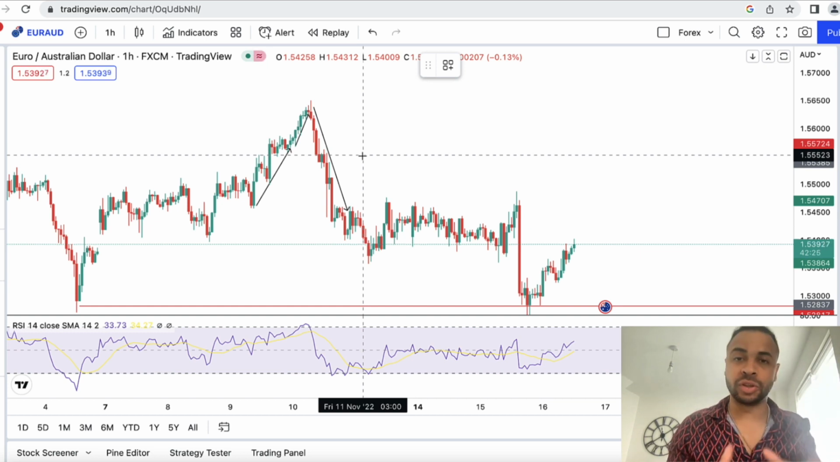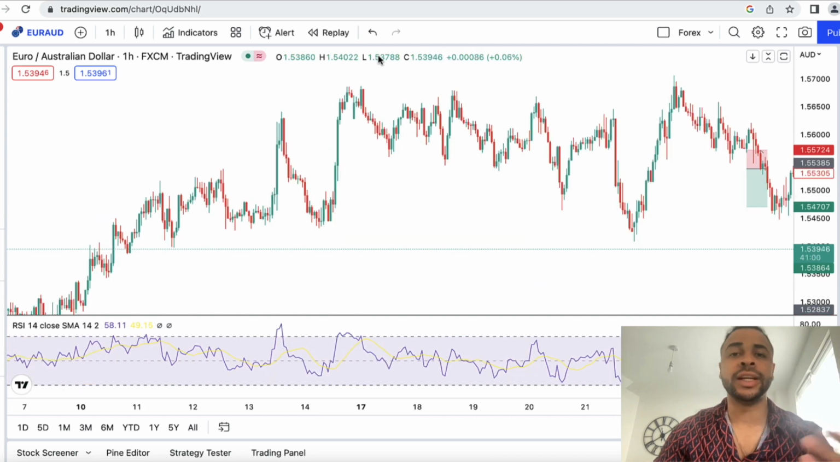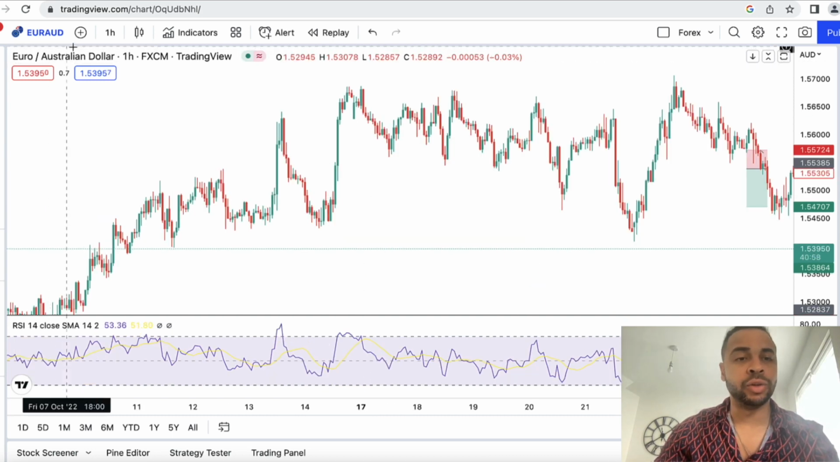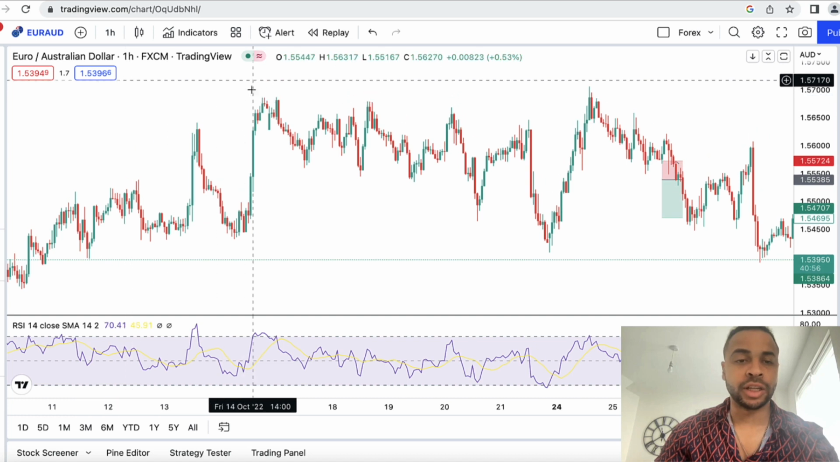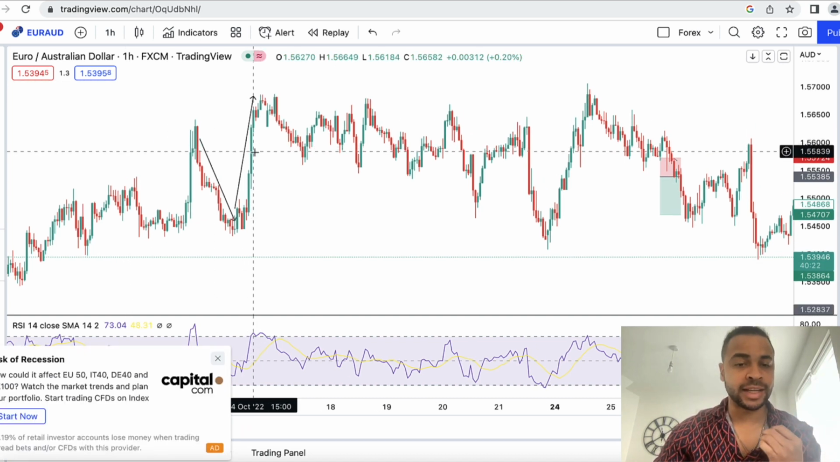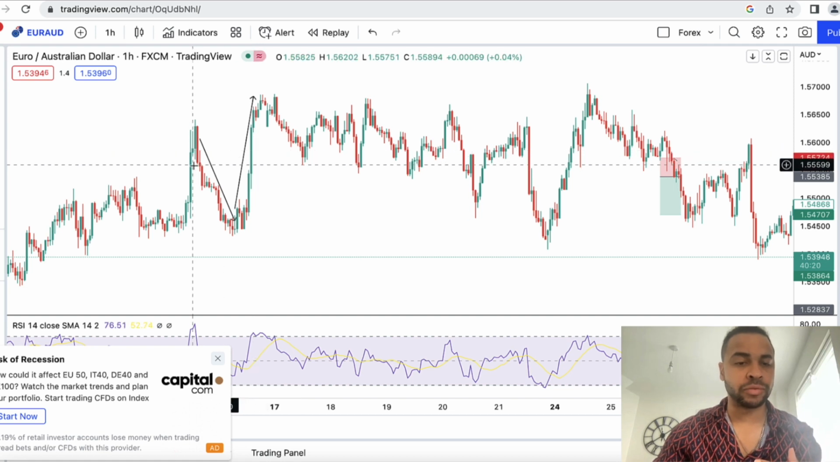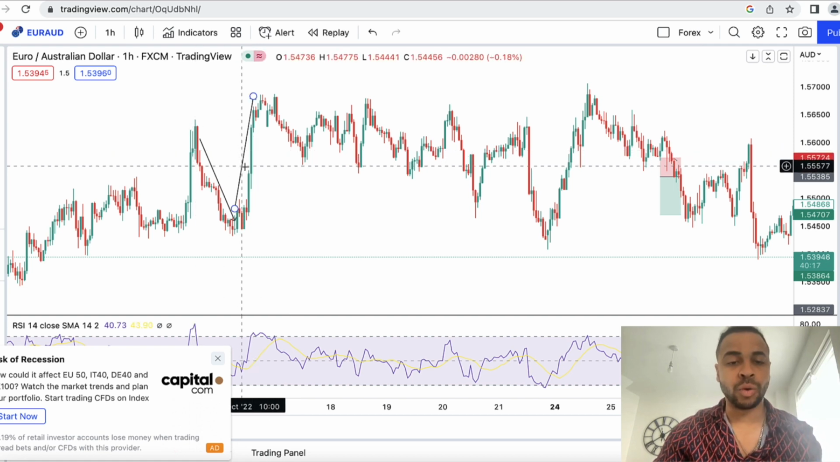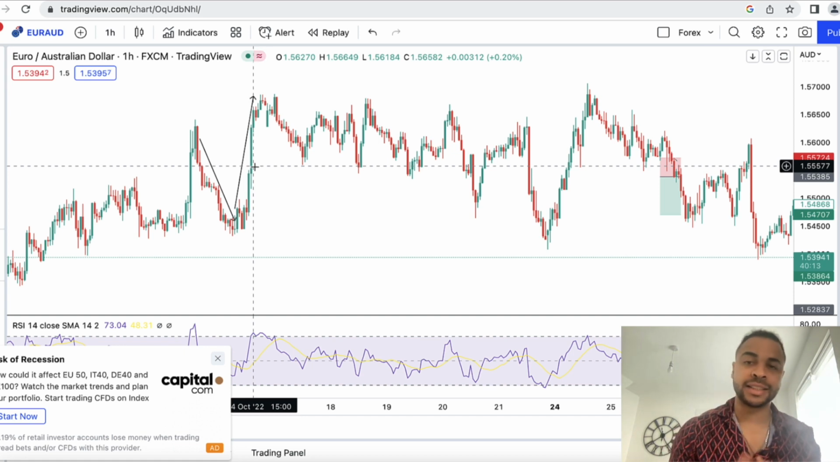I'll do videos on breakout strategies, all of that. But looking at an example of this, we're looking at the Euro AUD on the 1 hour chart. So the price came up, made a new high, and even though the price made a new high, the RSI didn't, because the RSI effectively went from 80.41 to 73.04. So this shows RSI divergence.